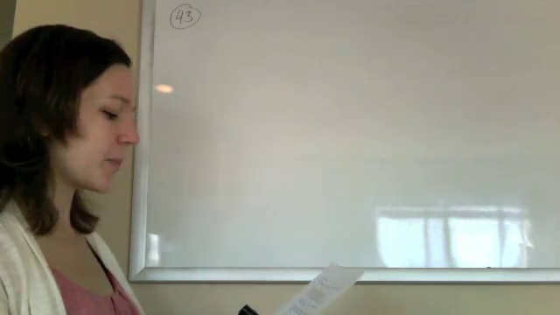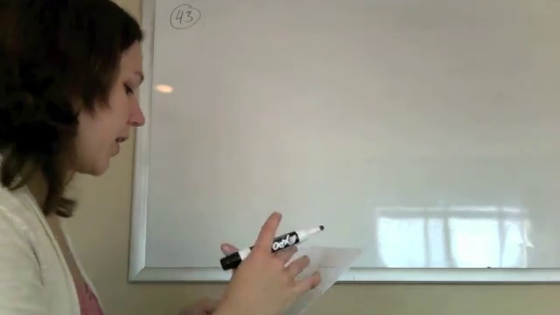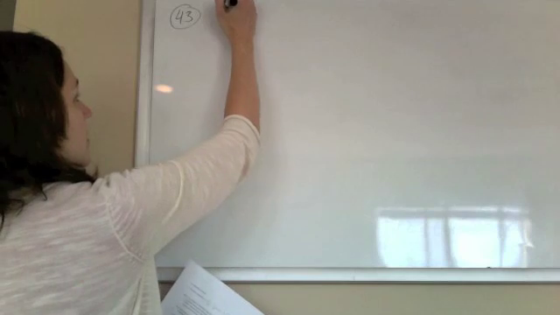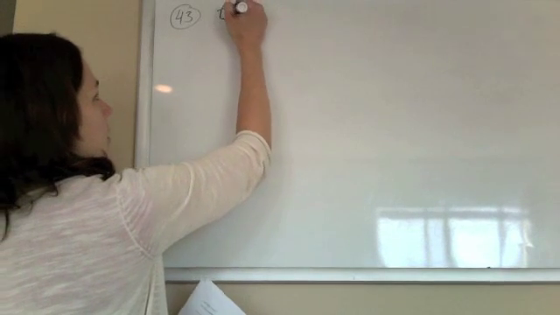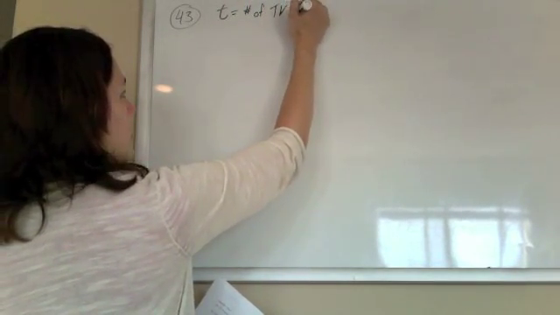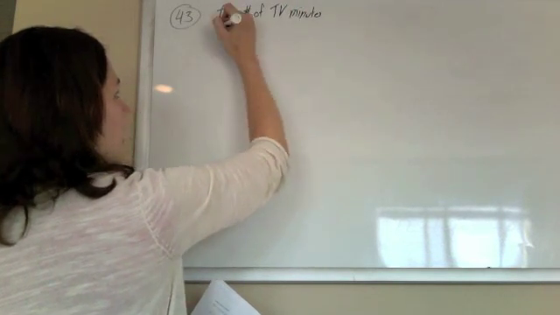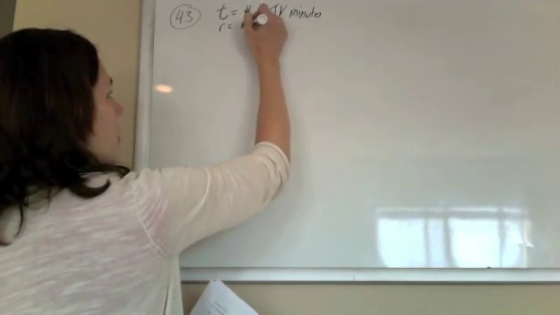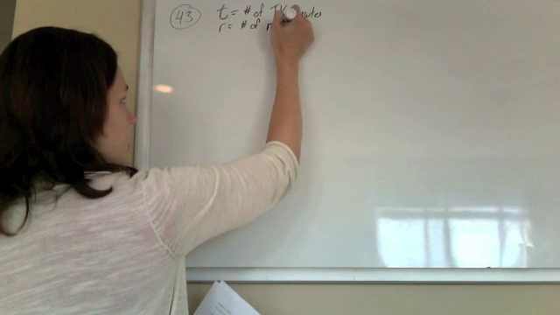So we need to set up a system of constraints here. And let's label some variables. I'm going to let t be the number of television minutes, and r be the number of radio minutes.